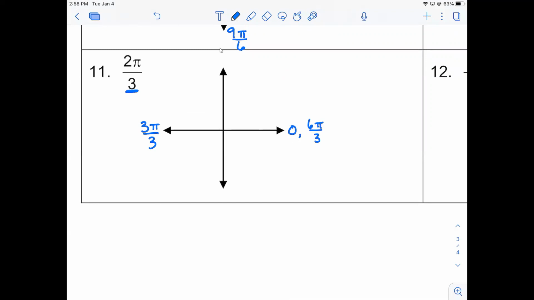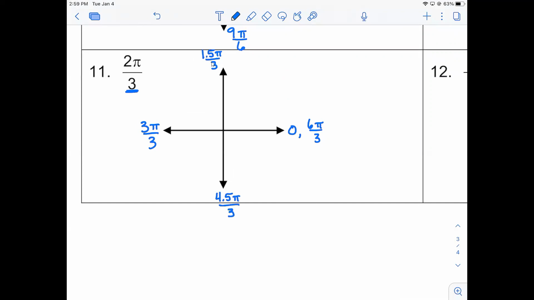Now, in between, I remember this has to be half pi. So I need to take half of this number right here. So half of 3 is going to be 1.5 pi over 3. And then if I need 3 halves to get this one down here, 1.5 plus 1.5 gives me 3, plus another 1.5 is going to give me 4.5 pi over 3.